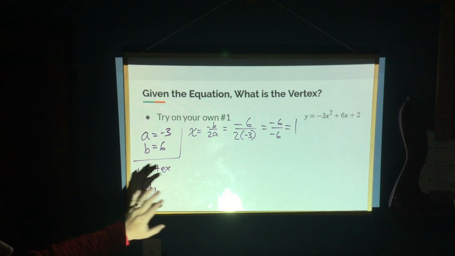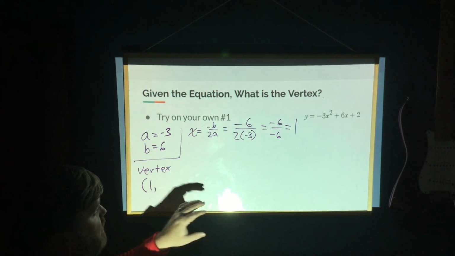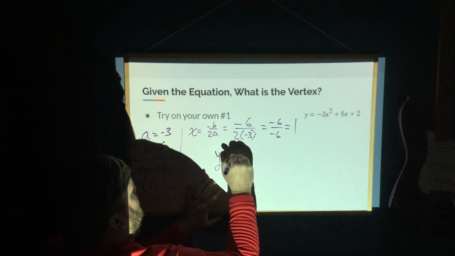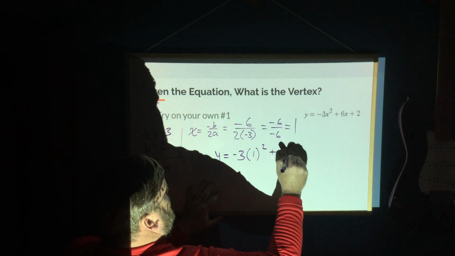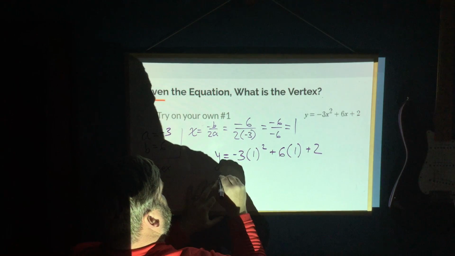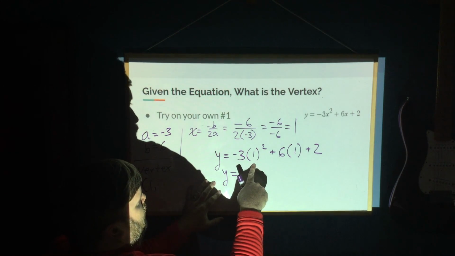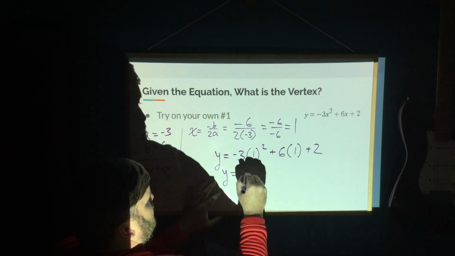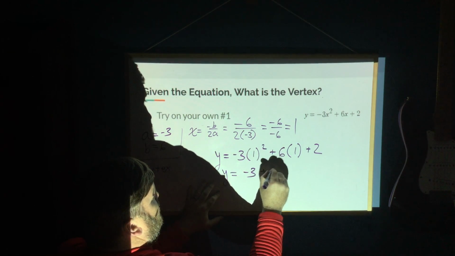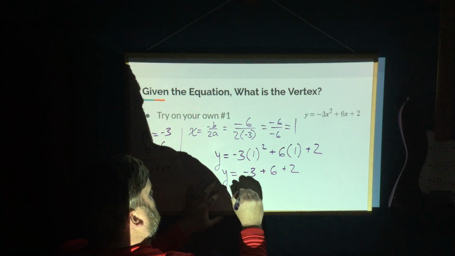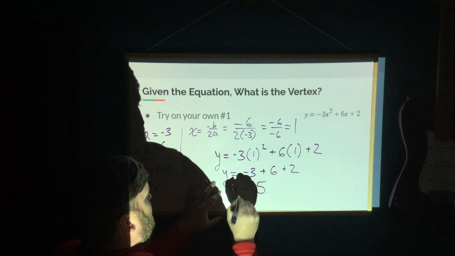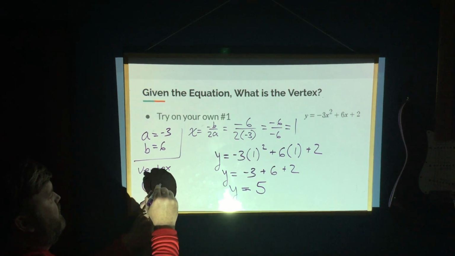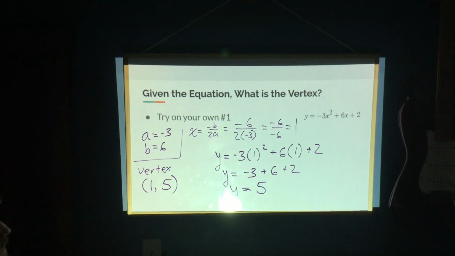In order to find the y-coordinate, plug positive 1 into the equation and solve for y. So I get y equals negative 3 times 1 squared plus 6 times 1 plus 2. Square 1, you get 1. Negative 3 times 1 is negative 3. 6 times 1 is 6 plus 2. Negative 3 plus 6 is positive 3. 3 plus 2 is 5. So our y-coordinate is 5, which means our vertex is the point 1, 5.